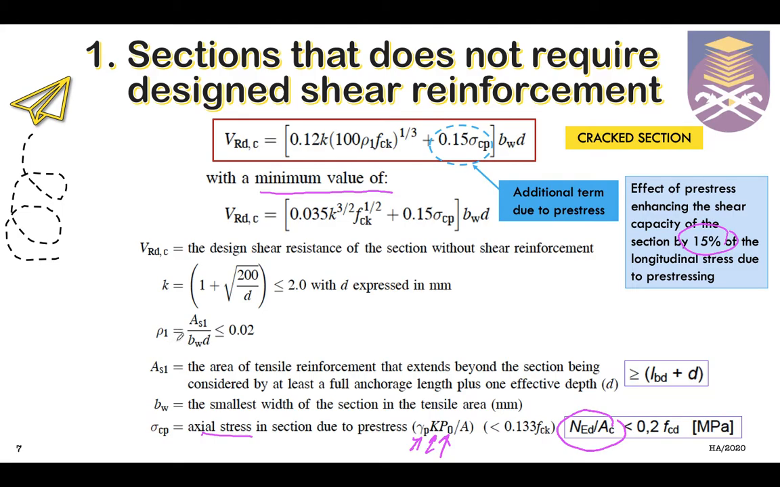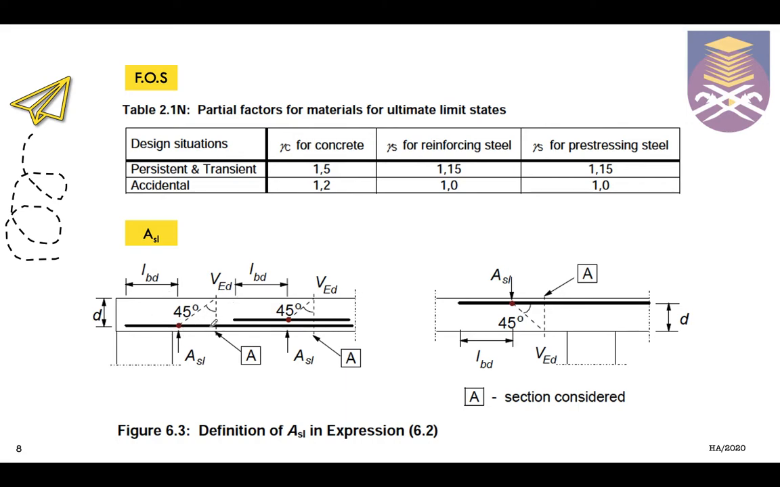Then as for rho L, this is ASL divided by BWD, whereas ASL is the area of tensile reinforcement that extends beyond the section being considered by at least a full anchorage length, plus one effective depth D. So we can refer to this figure, whereas we are going to consider this ASL value. This ASL value, we are going to look into the reinforcement that is extended beyond the section considered.